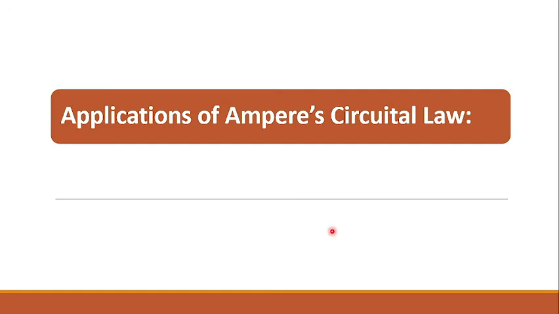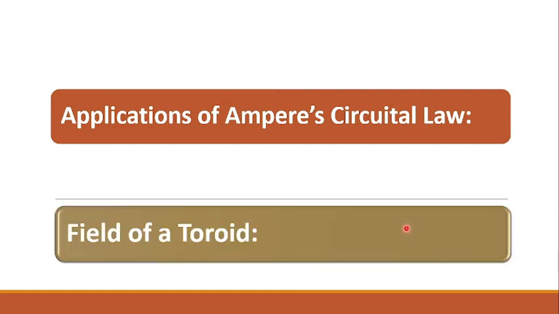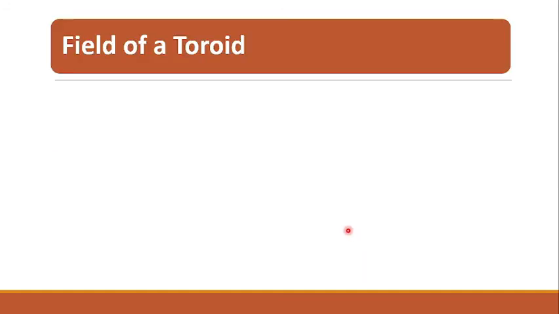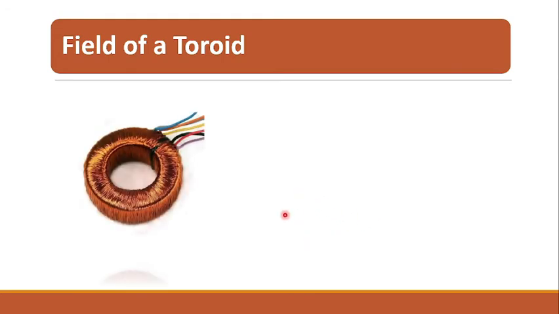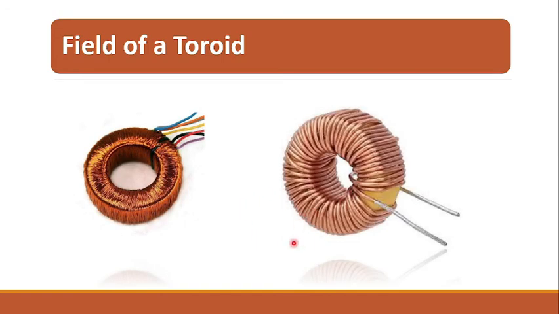Now let us move to another application of Ampere's circuital law, that is to calculate the field of a toroid. So what is a toroid? If a solenoid is bent in a circular shape and the ends are joined, we get a toroid. It consists of a circular ring of non-conducting material closely wound by a conducting wire.